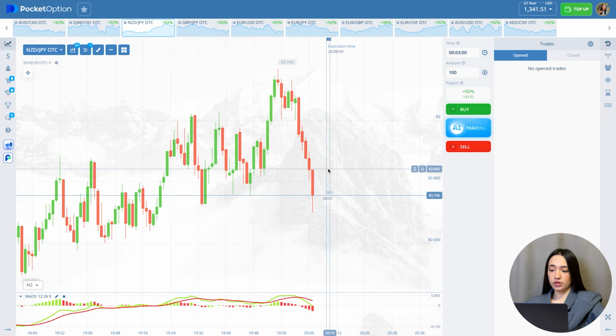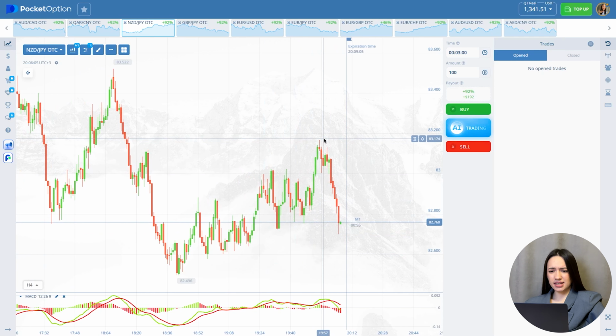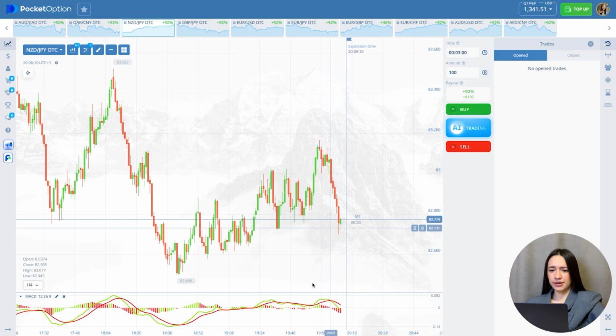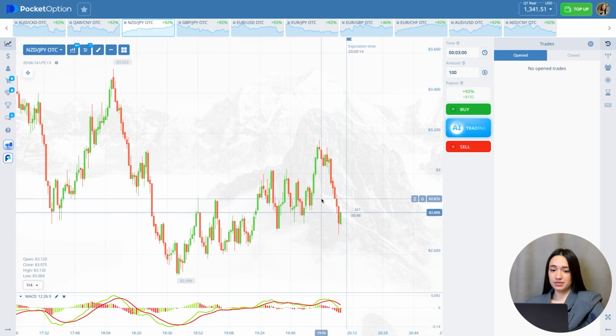I'm really pleased with that. The pullback turned out to be quite strong, and honestly, it's hard to say exactly why it was that strong, but the main thing is that the signal worked perfectly.